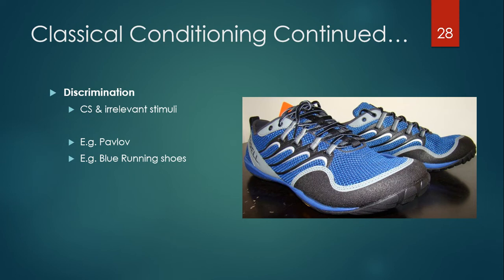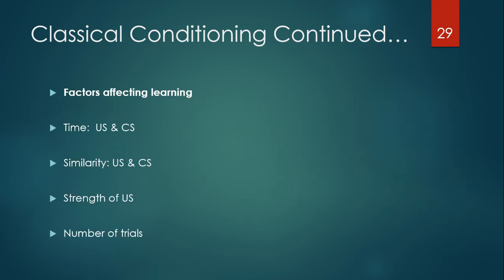So this is an example of discrimination. My dog Larry could tell the difference between those blue running shoes and all the other shoes that I had in the closet there. So that is discrimination and generalization.